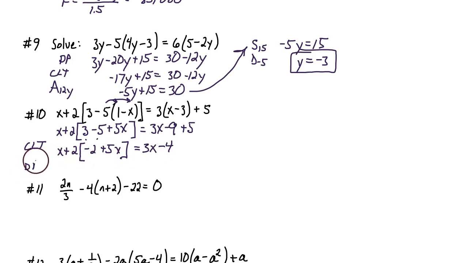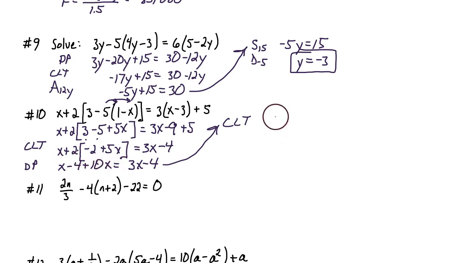Let's do the distributive property again because this 2 is being multiplied to both terms in the bracket. 2 times negative 2 is negative 4. 2 times 5x is positive 10x. And let's continue up here. Let's combine like terms. On the left side, there is 1x and a plus 10x. That makes 11x.